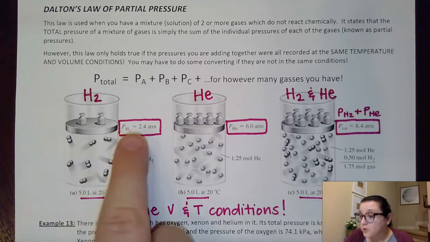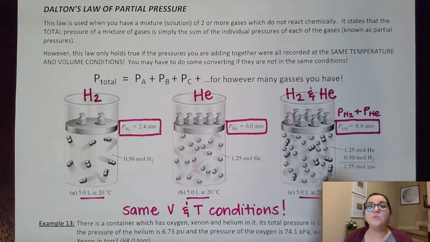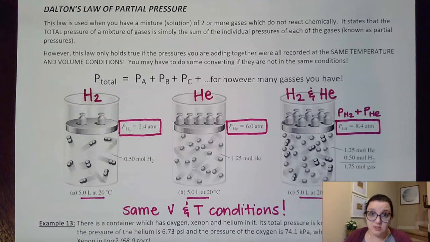Now, there's one thing we do have to be careful on when we're using this formula, and that is in order to be able to add these together to get the total, these pressures need to have all been recorded at the same volume and temperature conditions. You'll notice that each of these canisters down here is 5 liters and 20 degrees Celsius. So these pressures were recorded at those specific conditions. That is the only reason we're able to just simply add them up here.